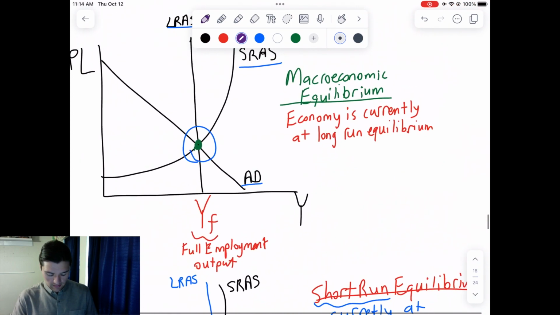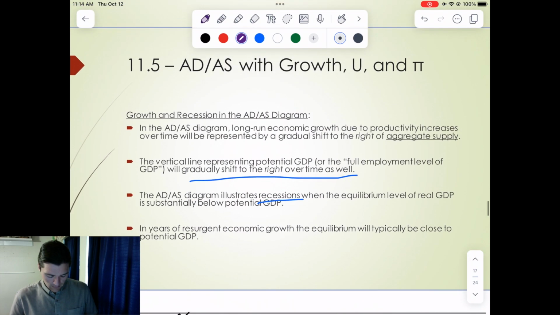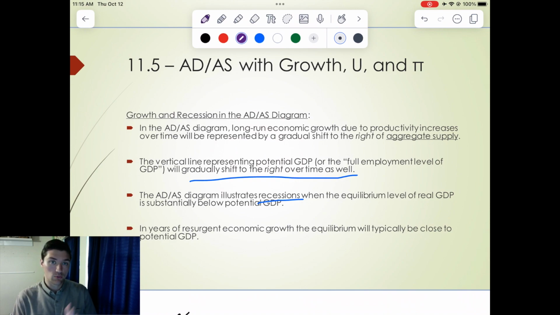If everything is at equilibrium here, all right, so there's no right or left, everything's the same, you are at your macroeconomic equilibrium. So that's what we mean by illustrating a recession where basically you are below your potential.